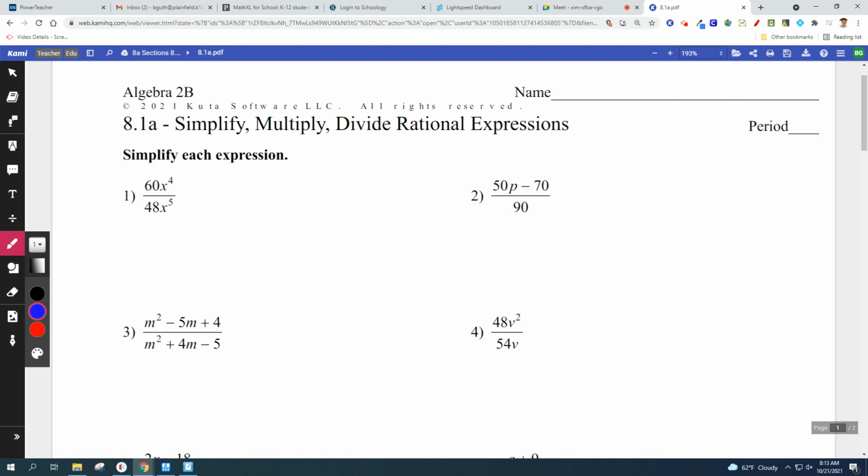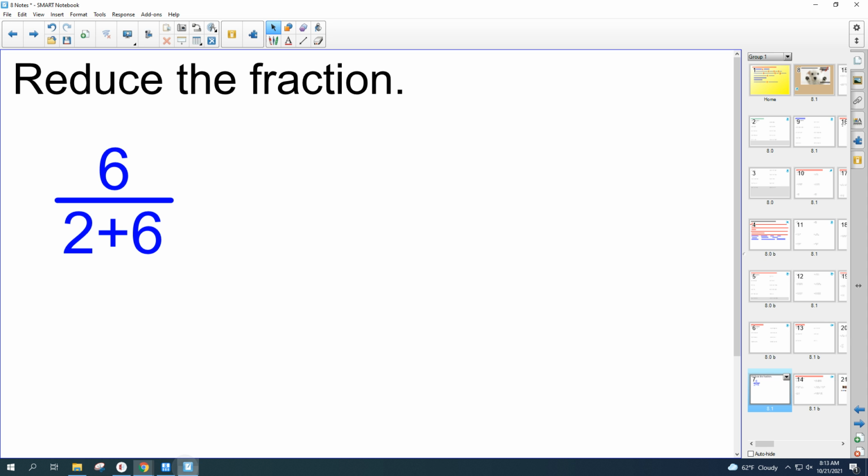8.1, we are simplifying rational expressions. Rational expressions just means fractions. But before we get into the algebra problems, I want to go backwards and reduce a simpler fraction like this. And I think most of you would know what to do.